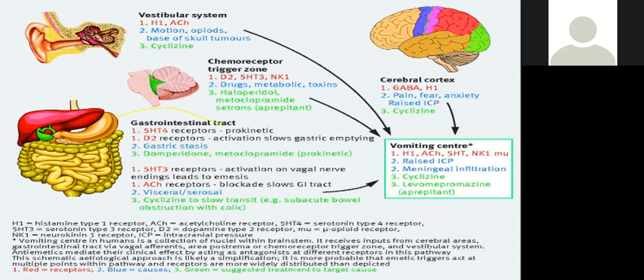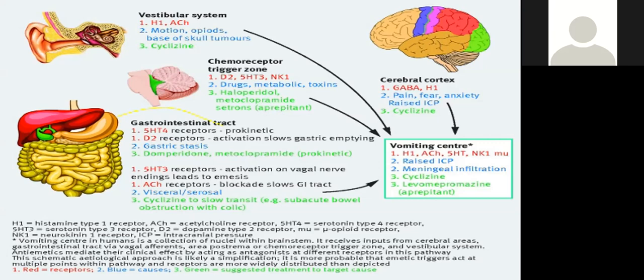What are the causes which can cause CTZ? So I said CTZ is near the blood-brain barrier, so drugs, metabolic causes, and toxins will penetrate the blood-brain barrier and cause vomiting. And what are the medications that will act via this receptor? If it's a metabolic cause of nausea and vomiting, you go for haloperidol, metoclopramide, aprepitant. Aprepitant is a newer one which acts on the NK1 receptor, new one for chemotherapy now. So these three are the medications which act on these receptors.